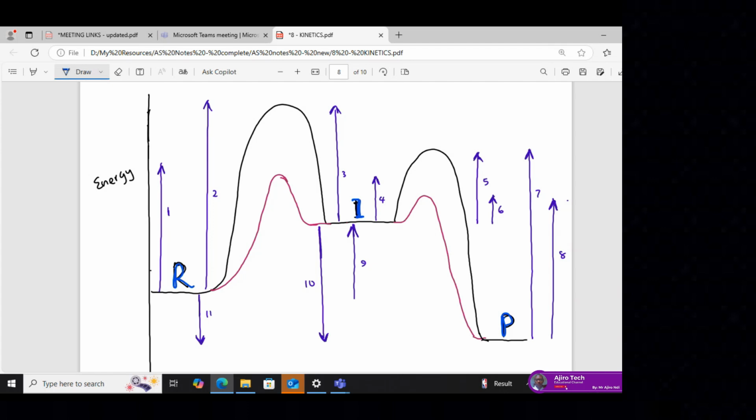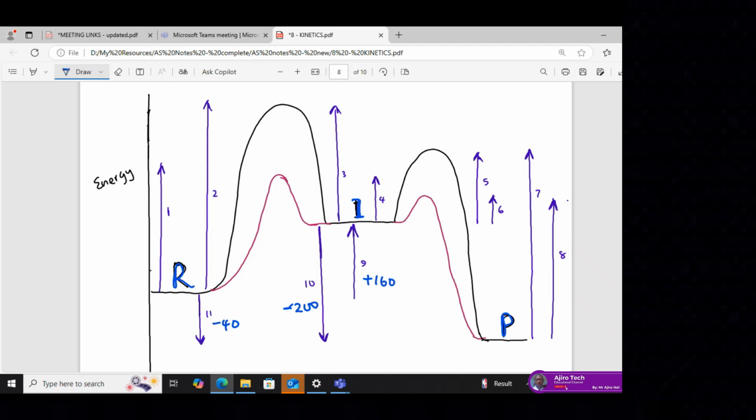What's the energy change? 10. Now you are talking. What's the overall energy change? 10 is more than 9. Do you agree? Are you listening to me? Let's say 10 is minus 200. It's coming down. 9 is plus 160. All this can now be minus 40. Do you agree?